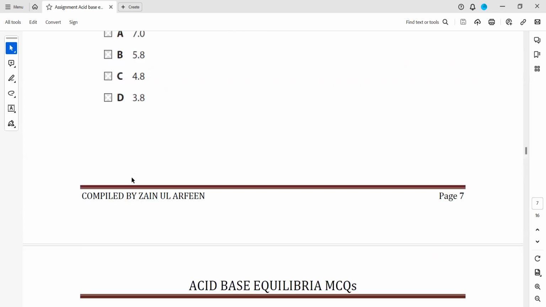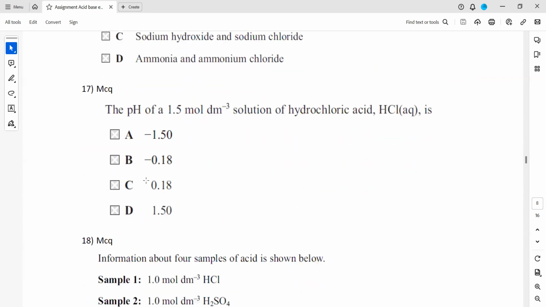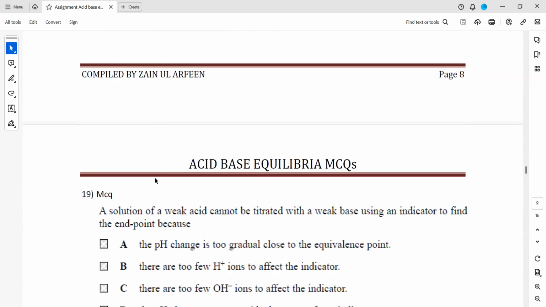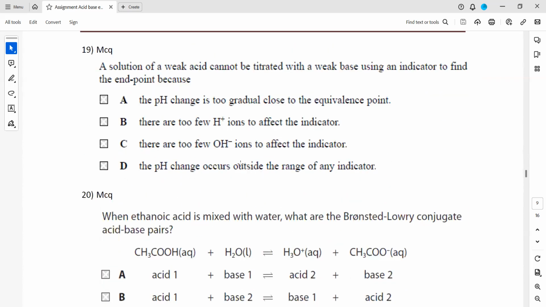Next is question number 19. A solution of a weak acid cannot be titrated with a weak base using an indicator to find the endpoint, because usually, when we have a weak acid and weak alkali, when we sketch a graph of the pH against the volume of acid or alkali added, what will be the shape of the graph?